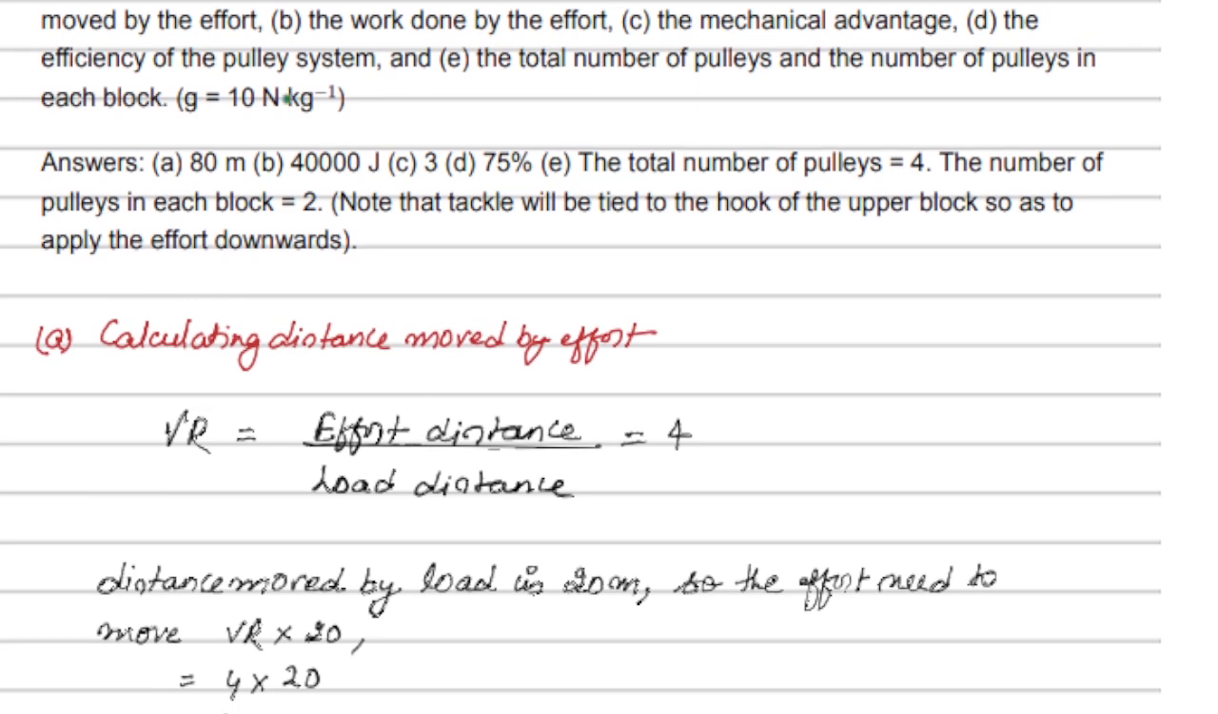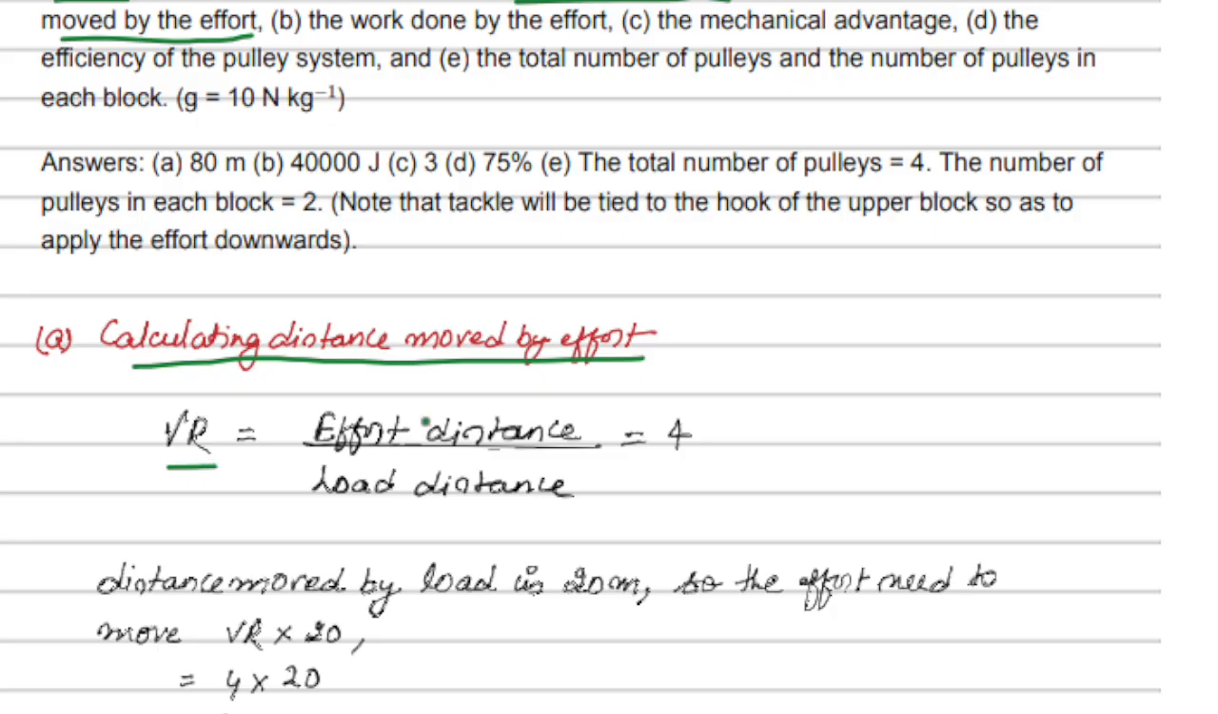So a pulley system with a velocity ratio of 4 is used to lift a load of this much through a vertical height of 20 meter. The effort required is given, and in the downward direction, calculate the distance moved by the effort. So the velocity ratio is given, then let's do it step by step.